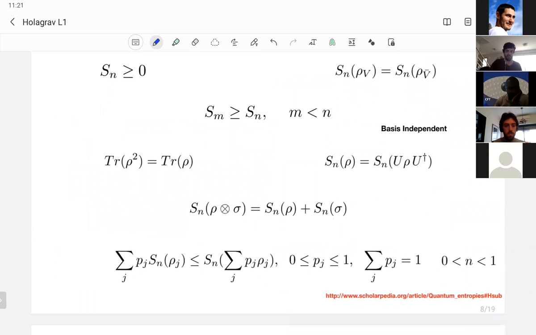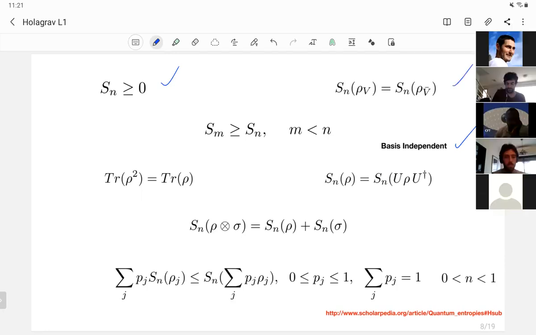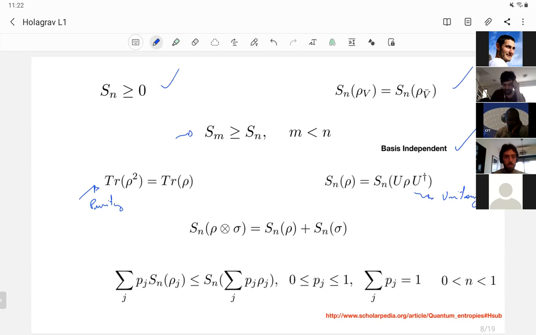Here I list some properties, to know a bit more about Renyi entropies. They are always positive. They are basis independent: you can compute them in any basis you want and you will have the same results. The Renyi entropy computed from the reduced density matrix on V is the same as the one computed from the reduced density matrix on the complement. They have this property. They are involved in the quantity that I already defined, the purity. They are invariant under unitary changes: this is a unitary that you can apply on the reduced density matrix. This is trivial from the definition.